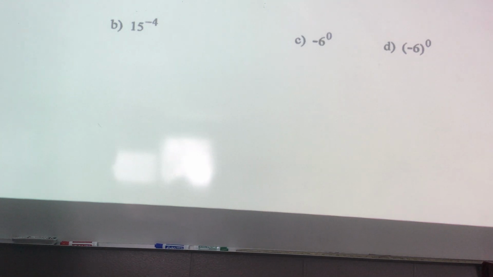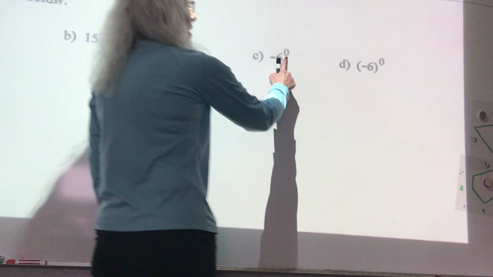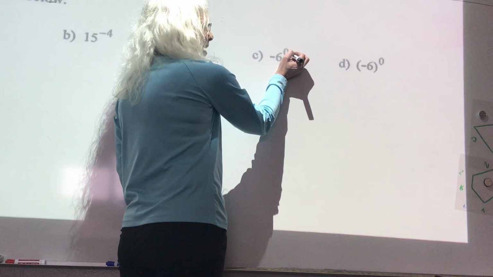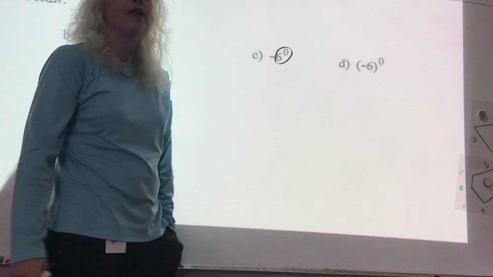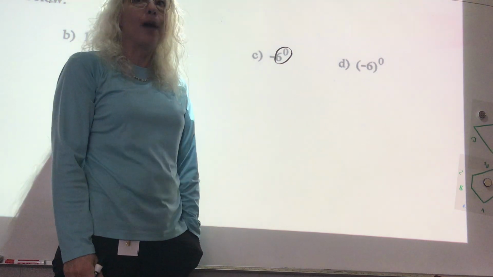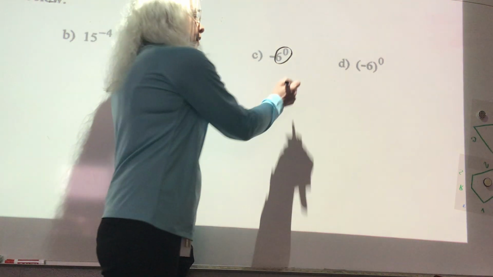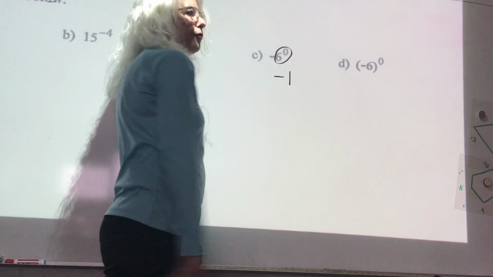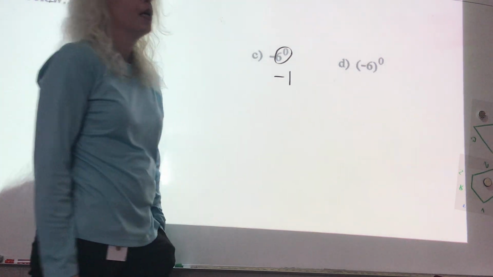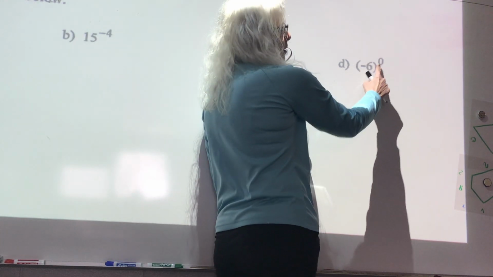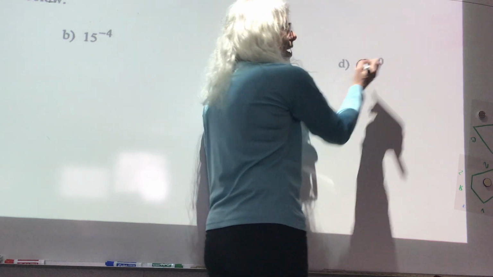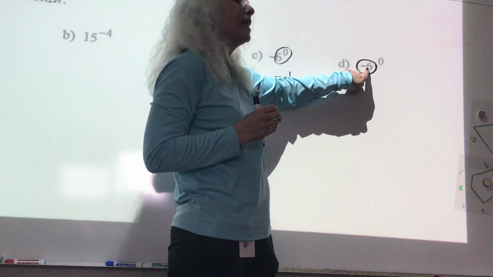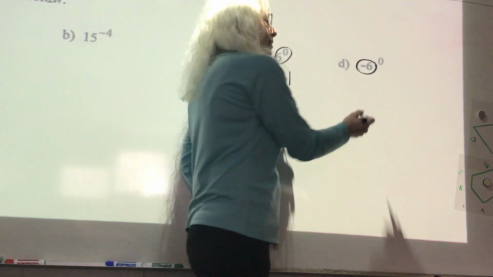That means this means 2 different things. Remember, the exponent only goes with what it's next to, so this exponent only goes with the 6. Any number to the 0 power is what? And then the negative is out front. Here, the 0 is next to the parentheses, so that means it goes with everything inside of the parentheses. So -6 to the 0 power is 1.